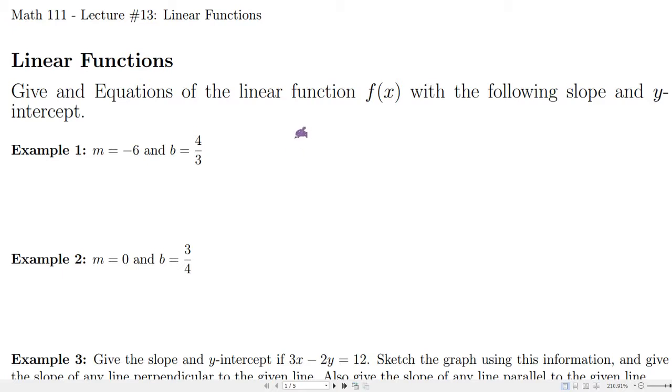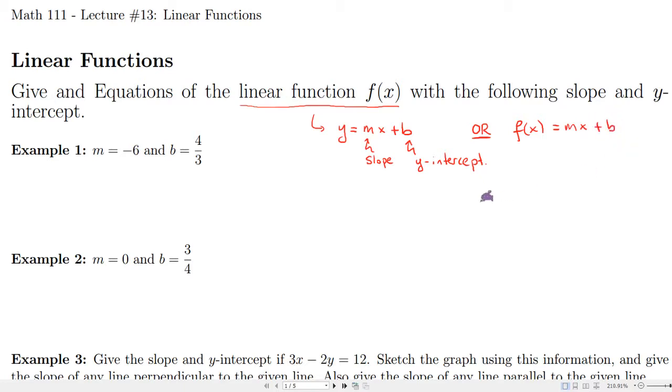Now, the procedure for this type of problem is to remember that a linear function is going to have the following form. So linear functions are of the form y equals mx plus b, where m is the slope and b is the y-intercept. Or we could write it as f of x is equal to mx plus b. Okay, so in these two problems, I'm giving you m and I'm giving you b. So I'm giving you the slope and I'm giving you the y-intercept. So all we have to do here is just substitute these things in.